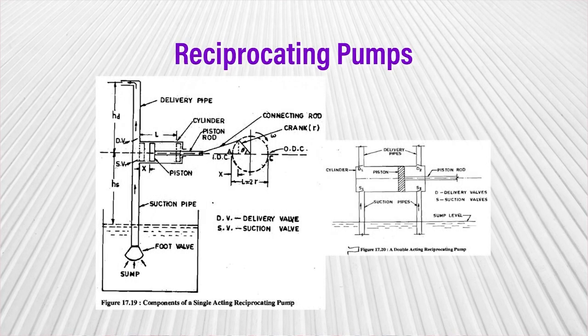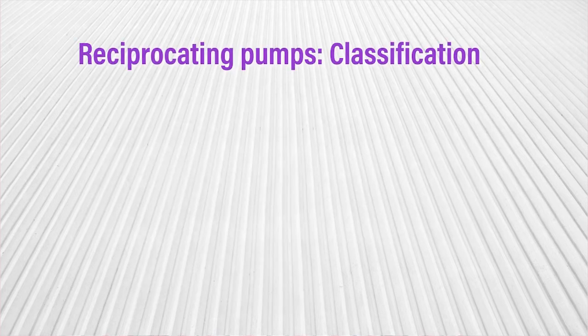If you look at figure 17.19 from the e-content given to you, you can clearly see the key components of a single acting reciprocating pump, including the suction pipe, foot valve, sump, the delivery pipe, cylinder, piston rod, piston, as well as the crank. Reciprocating pumps can be classified on two different bases.